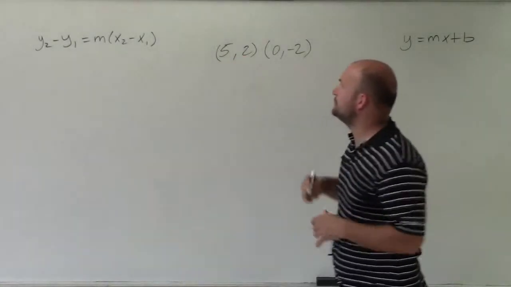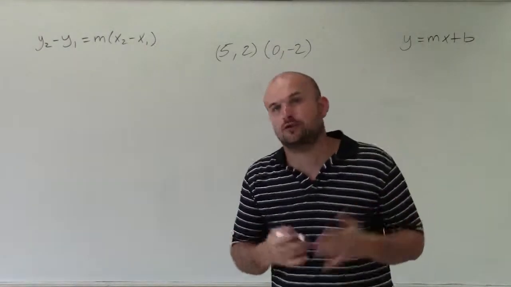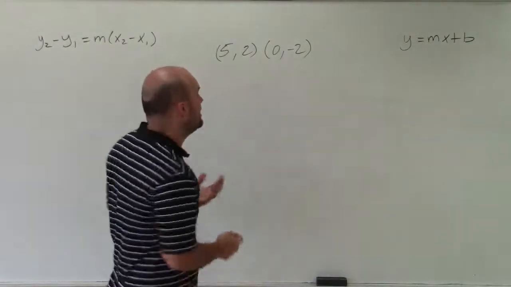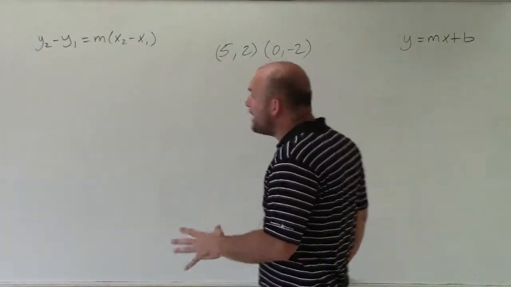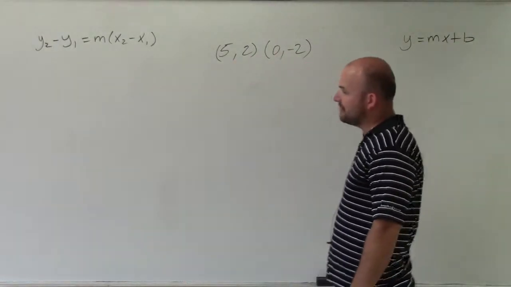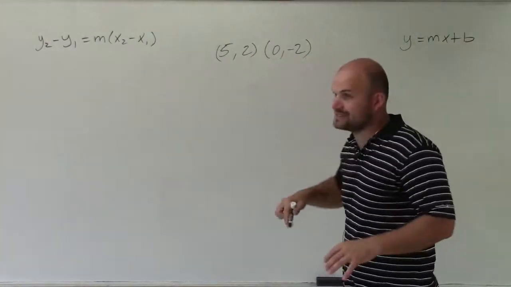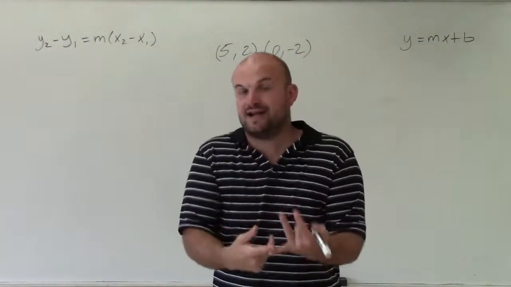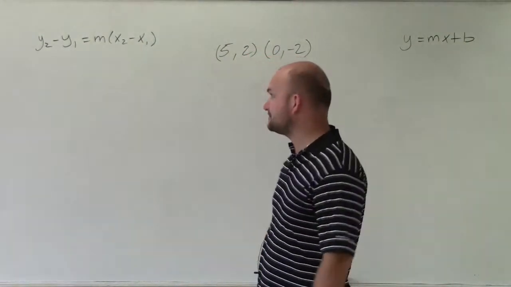Welcome, ladies and gentlemen. What I'd like to do is show you how to, given 2 points, write an equation in slope-intercept form. So I have two equations up here. I have slope-intercept form, which is right over here, y equals mx plus b, as well as point-slope form, y2 minus y1 equals m times x2 minus x1. And we like point-slope form, especially when we're given 2 points, because it can help us, one, find the slope, as well as write the equation in slope-intercept form.